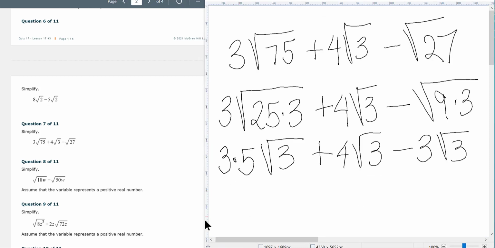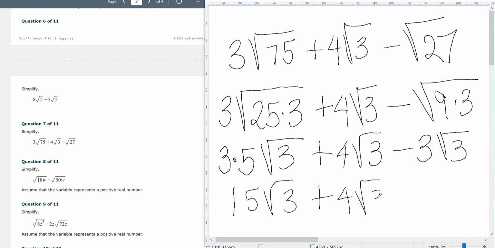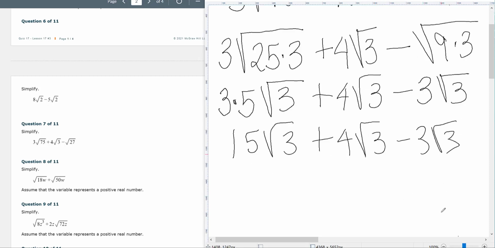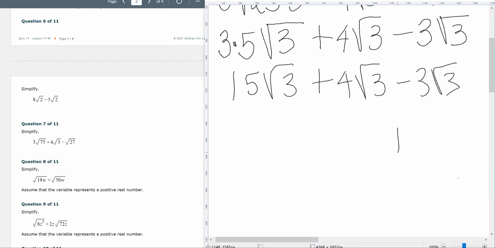Now 3 times 5 is going to give me a 15 square root of 3. Then I have a plus 4 square root of 3 and a minus 3 square root of 3. And now all of a sudden I do have IRV.